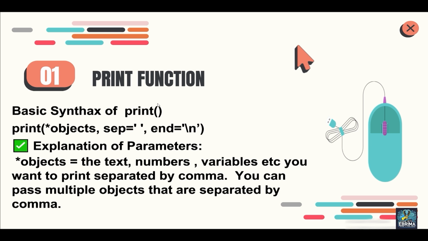So you type print, bracket open, and bracket close. Okay, so that's the print function. And inside the print function, we have the objects, the separator, and also the end parameter. So these are the parameters. Let's look at them one after the other.